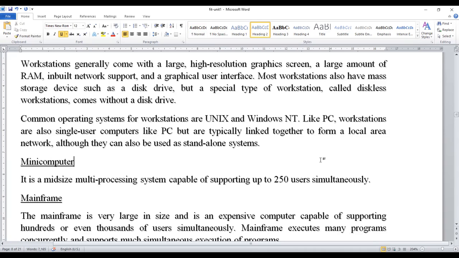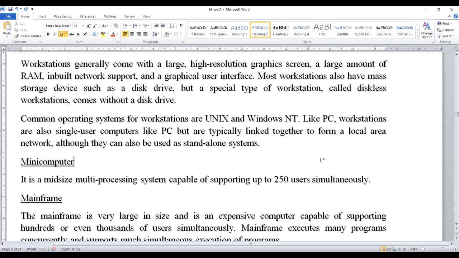So workstations generally come with a large high resolution graphical screen, a large amount of RAM, and inbuilt network support. All these things are very good in it. Most workstations also have a mass storage device such as a disk drive, but a special type of workstation called a diskless workstation comes without a disk drive. Common operating systems for workstations are Unix and Windows NT.